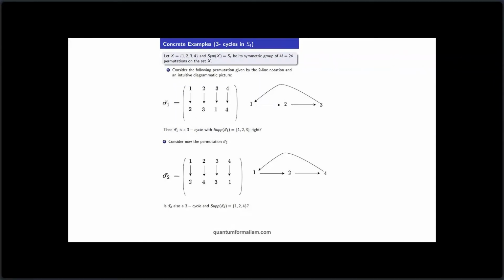Do you agree? Or have I made any typo? So it takes 1 to 2, it takes 2 to 4, but then once we get to 4, it takes 4 back to 1. It doesn't do anything to 3. So we ignore 3 because nothing happens to it. So this is a 3 cycle. For this one, the support is 1, 2, 4.